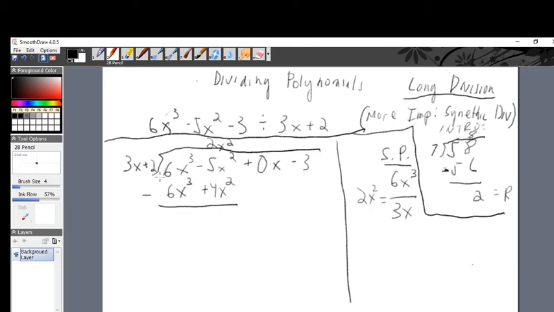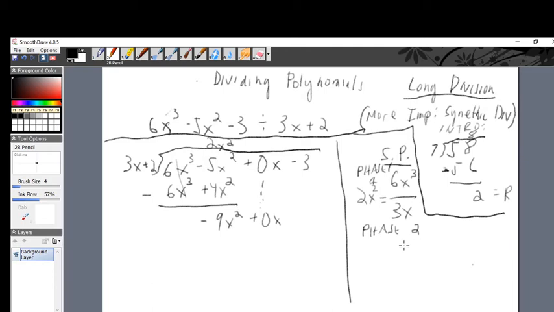What happens to these two? Gone. What happens to minus 5x squared and minus 4x squared? Minus 9x squared. And then you bring down the 0 plus 0x. You bring it down. Okay, that was phase 1. Phase 1. Phase 2.